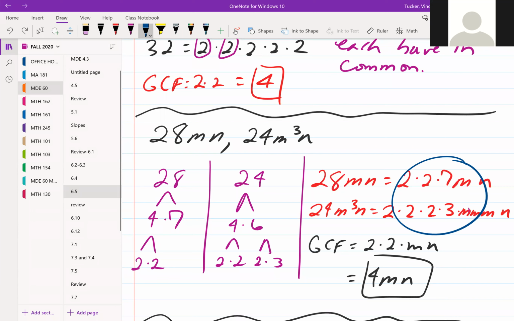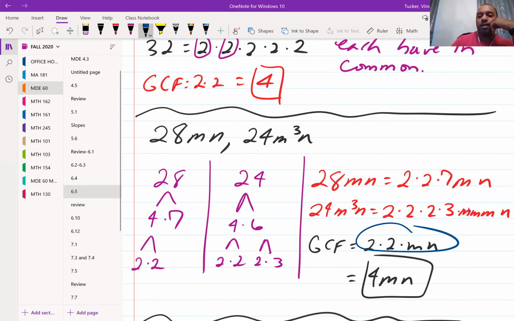So we just subtract the variables? Well, it's all about asking yourself, what do these two numbers or these two terms have in common? So we see that they have two 2's in common, 1 m and 1 n. And so that's how I got that right there. They have two 2's, 1 m and 1 n in common between the two terms.